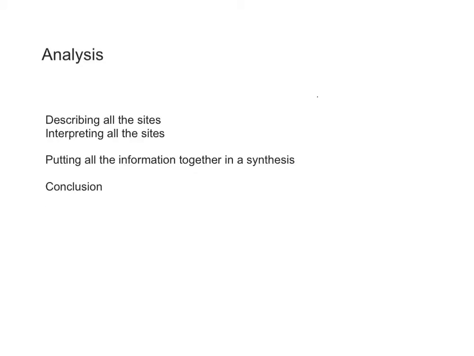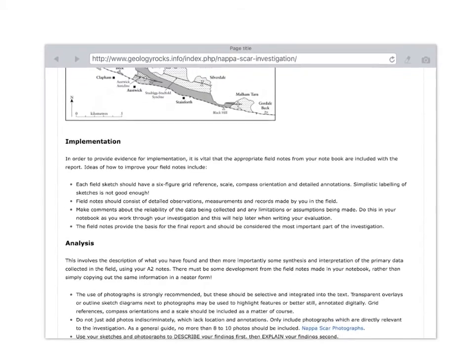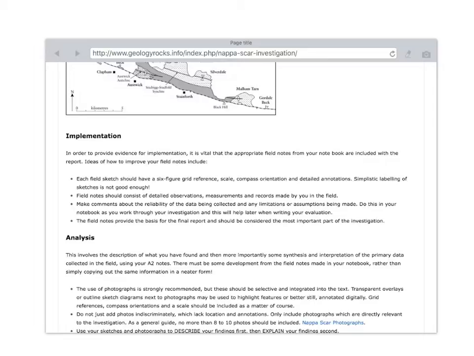Now, analysis means cutting bits up into smaller sections, i.e. all the sites, and synthesis means putting all that information back together again. Once you put all the information back together again, you then make a conclusion and say whether your hypothesis was proved correct or incorrect.